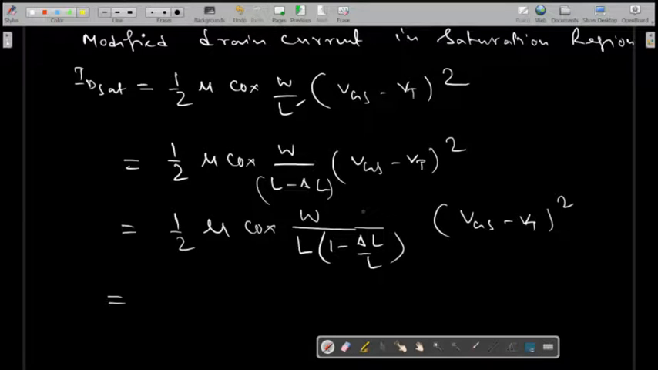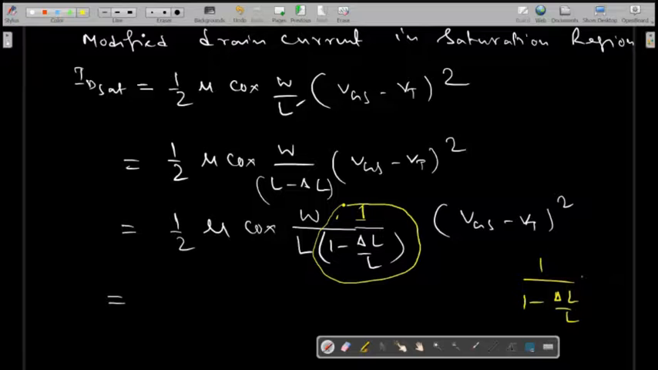So basically I'm writing W into 1 by this one. So 1 by 1 minus delta L by L, this total term actually I'm writing. 1 by 1 minus delta L by L, it is something like 1 by 1 minus X. Okay, something like 1 by 1 minus X.